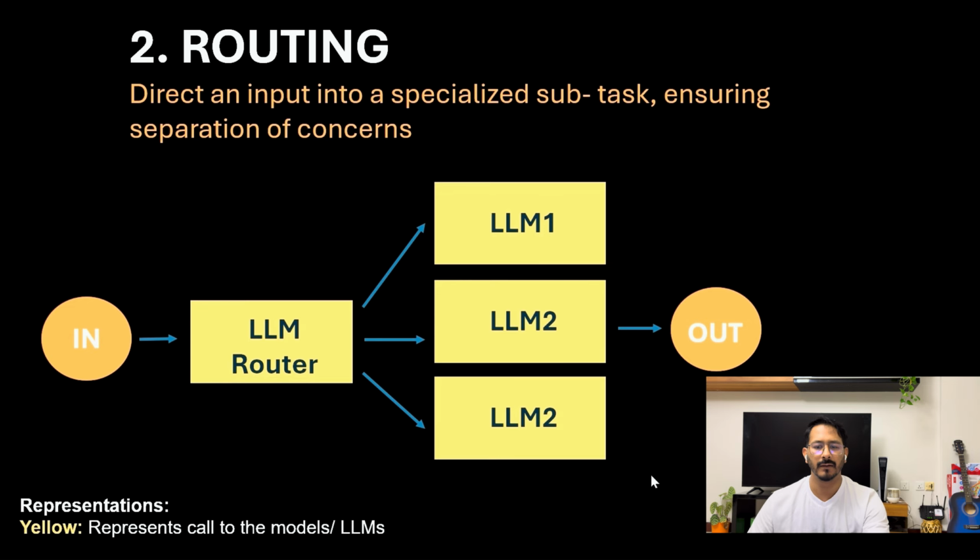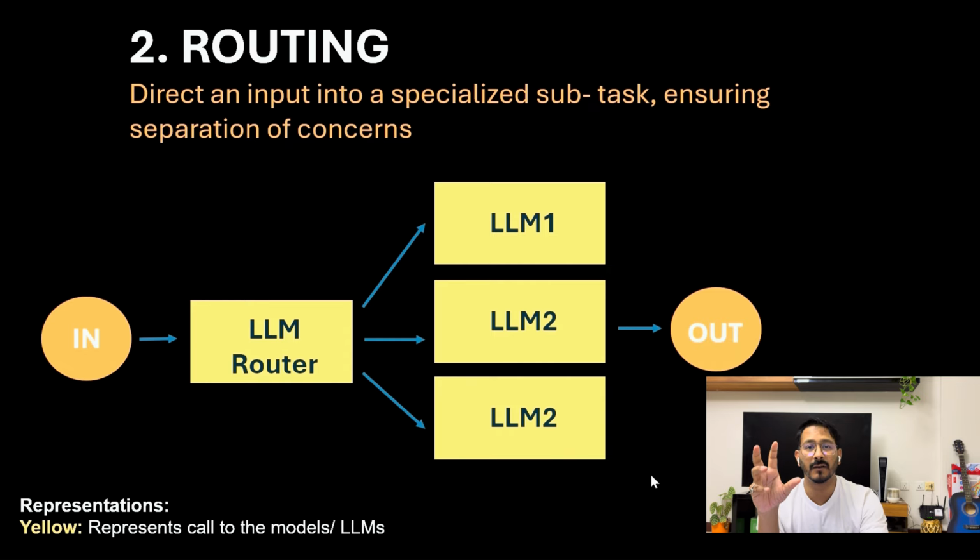The next design pattern, number 2, is routing. Now what you see in routing is that an input comes in, and the LLM has the task of deciding which of the multiple possible models is selected to carry out the specific task or function. And you see the first LLM is a router, and there are LLM 1, 2, 3, and there can be multiples, 4, 5, 6, 7, as many as needed.